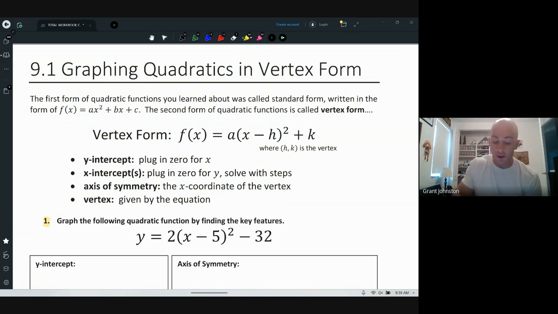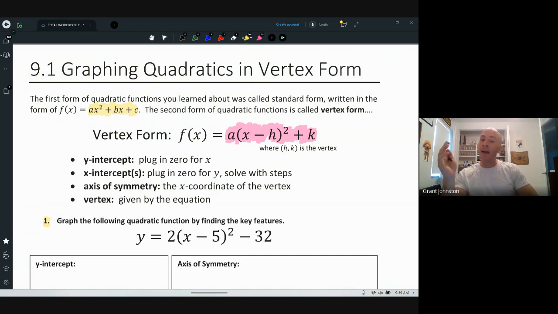So this is what vertex form looks like. It looks like a parentheses x minus h squared plus k. So it doesn't have, like in standard form, you remember standard form had this a, b, c sort of format. So this vertex form doesn't have that. It still has an a, which determines whether or not the parabola opens up or down and how steep it is. But it doesn't have that b and c stuff.